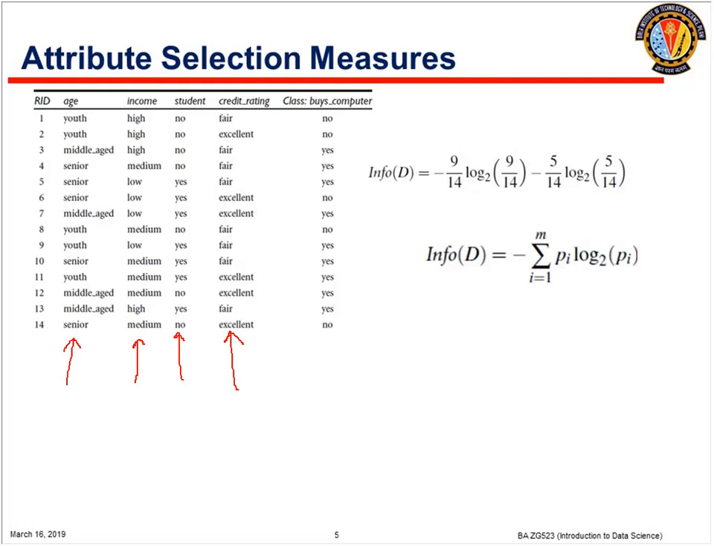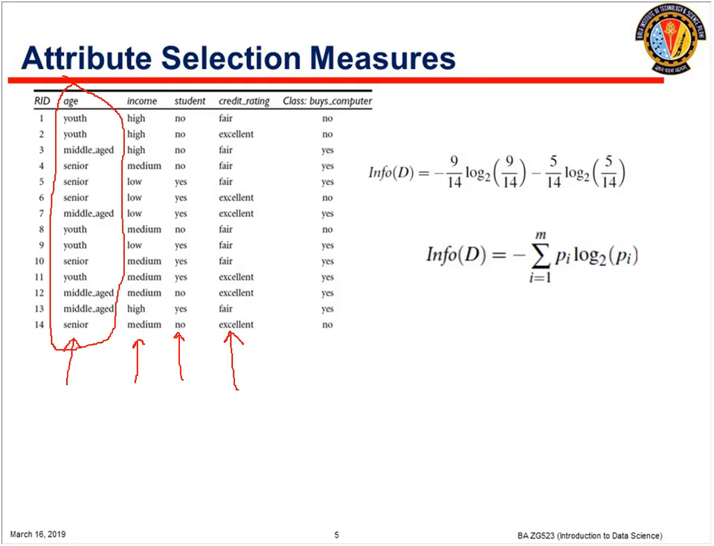So if there are 2 attributes which have the same value of entropy, then you can select either of them. That is not an issue. Okay, let's look at the part of age. Let's calculate the entropy if you split on age.